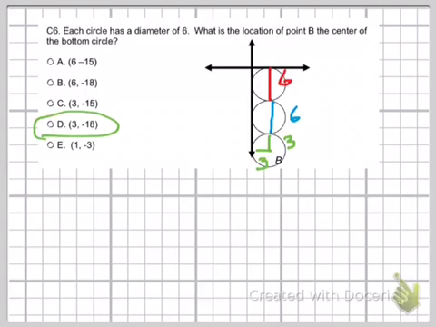Number 6, each circle has a diameter of 6. What is the location of point B, the center of the bottom circle? So I used my red pen, and I said the diameter of the first circle was 6. I used the blue pen, and I said the diameter of the second circle was 6. And I used my green pen to do the radius. And remember, the radius is half of the diameter, so that was 3. So that gave me a total of 6 plus 6 plus 6 is 18, and it's in the negative direction, so it would be negative 18. And I know that my radius going in the horizontal direction was also 3, so my answer choice would have to be (3, -18).